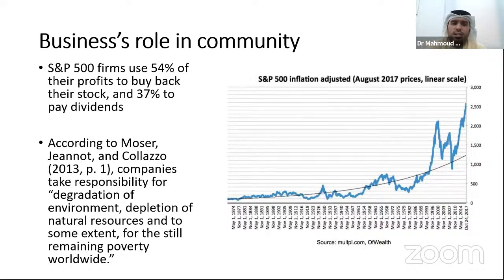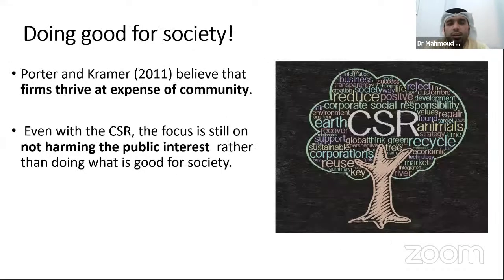A lot of research has been done in this field, but we see that businesses are responsible for degradation of the environment and depletion of natural resources, but at the same time, responsible for a lot of the remaining poverty worldwide. So we would love to see COVID-19 or post-COVID-19 as a great stage for us to push businesses to become more responsible and more attached to societies, rather than focusing on CSR and not harming the environment, and tactical. We need more strategic movements.